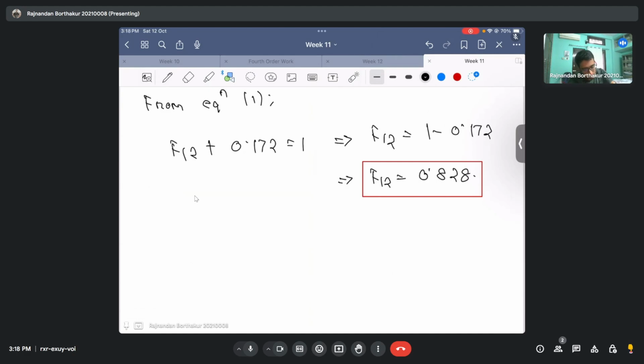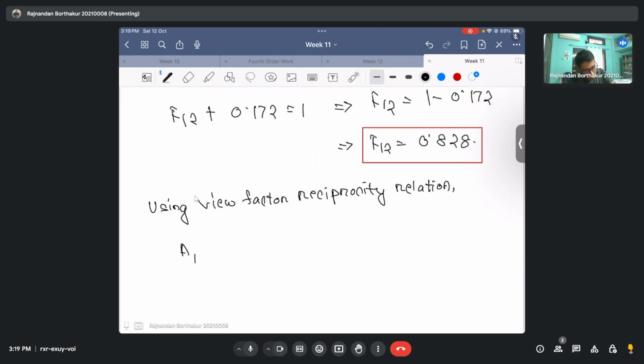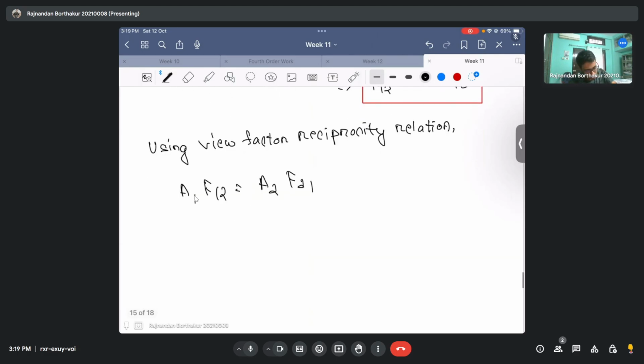So now, using the view factor reciprocity relation, I can simply write that A1 F12 is equal to A2 F21. Okay. And this means what?